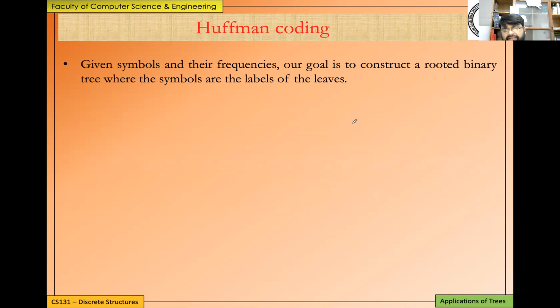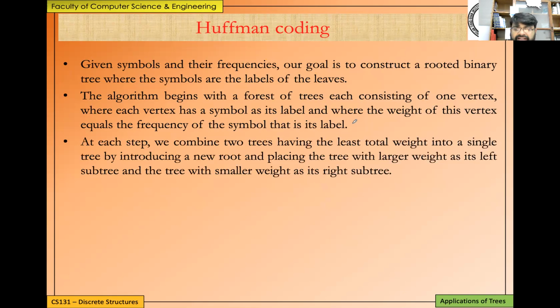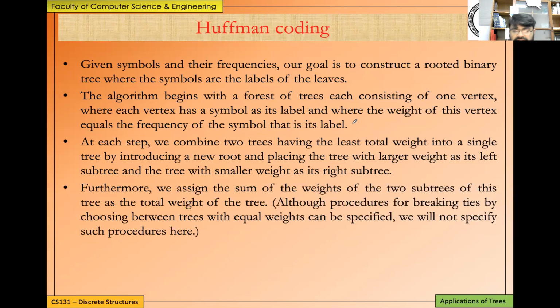Given symbols and their frequencies, our goal is to construct a rooted binary tree where the symbols are the labels of the leaves. The algorithm begins with a forest of trees, each consisting of one vertex, where each vertex has a symbol as its label and where the weight of this vertex equals the frequency of the symbol that is its label. At each step, we combine two trees having the least total weight into a single tree by introducing a new root and placing the tree with larger weight as its left subtree and the tree with smaller weight as its right subtree.